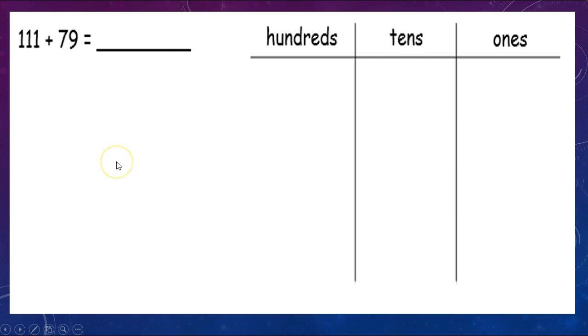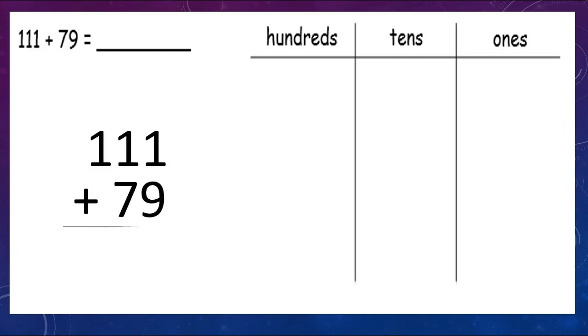Okay, let's try this one. First, let's set this up vertically. So we have 111 plus 79 equals. What is 1 plus 9? 10. Good. Let's bring down the 1, put the 1 in the tens place over here. What is 1 plus 7? Plus 1 more, 9. And let's bring down the 1 here.